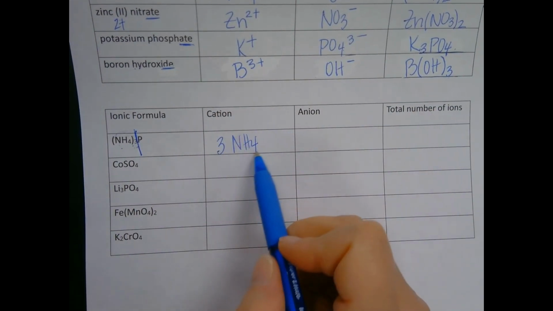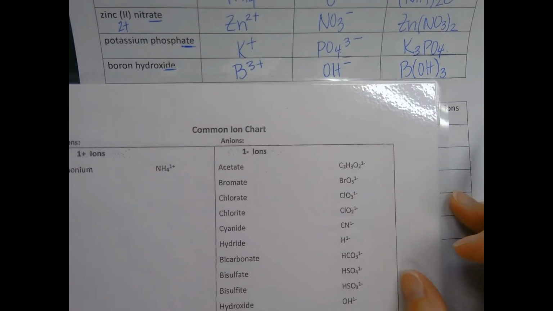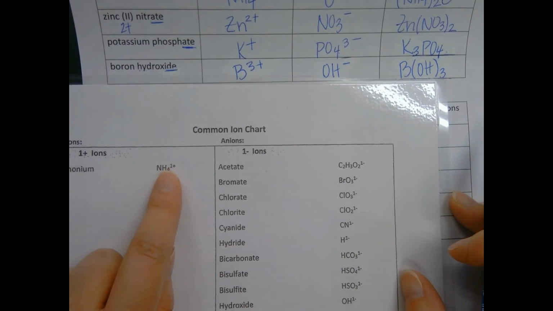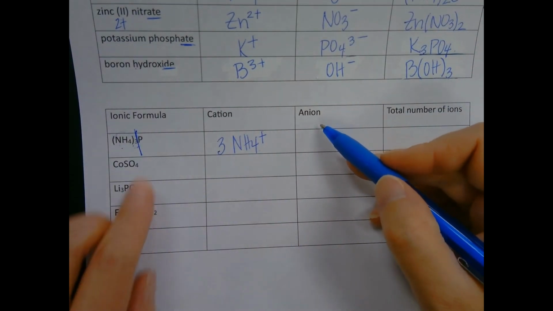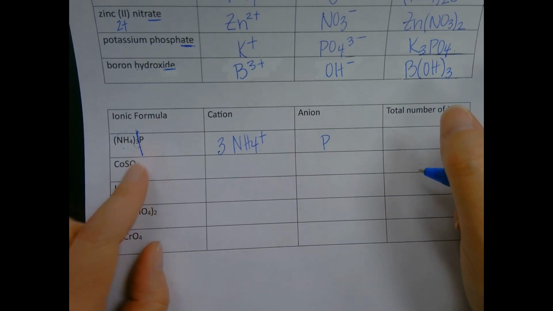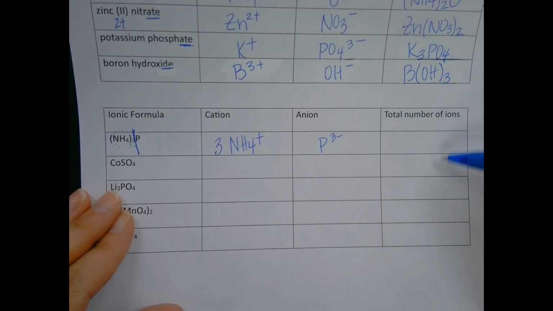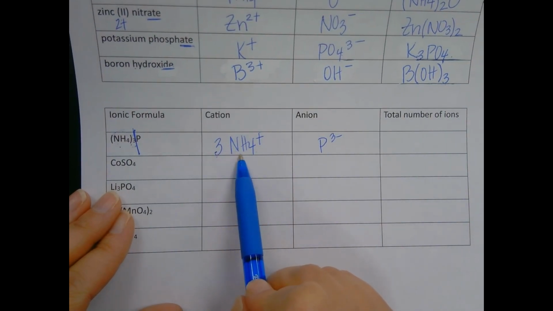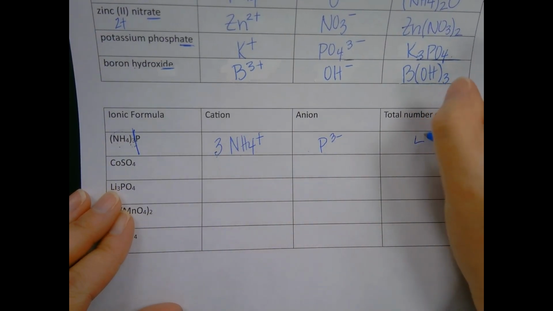I have 3 NH4s. If I check my chart to get the charge, I know it's written first, so it's my only positive cation polyatomic, and it's a +1. Okay, for my anion, I've got phosphorus, which is the phosphide ion, which is something I'm already familiar with. It's in group 5A, so it has a 3 minus charge. My total number of ions, I count up the same way I have before. There are 3 ammoniums and 1 phosphide, so 3 plus 1 is 4.